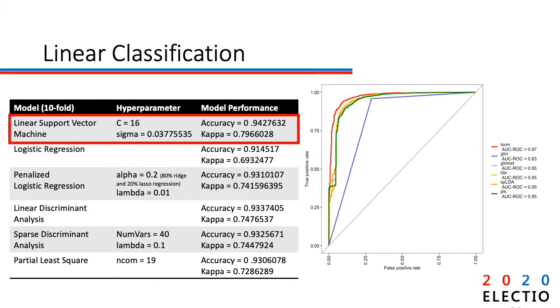This slide is the summary of linear classification model performance. And the plot on the right is the ROC curve of all linear classification models. Linear support vector machine has the highest AUC value, and logistic regression has the lowest AUC value.